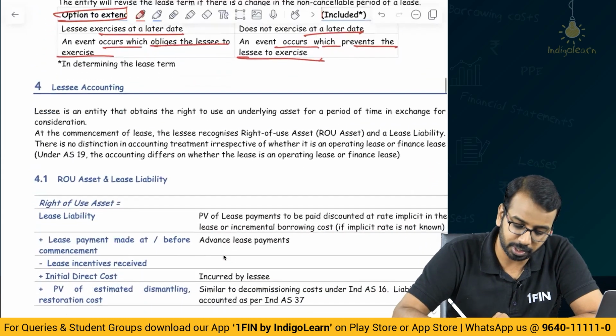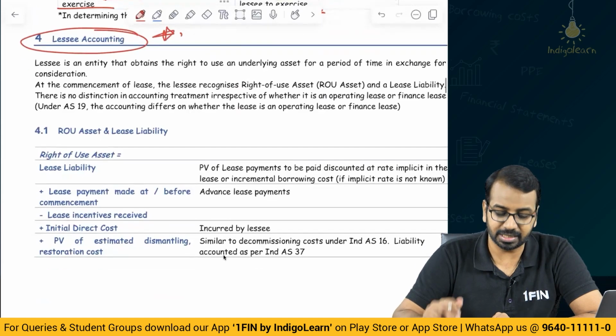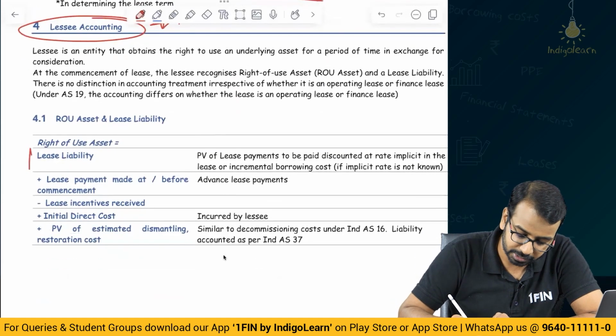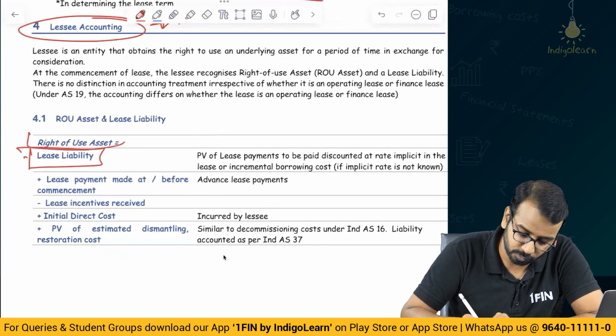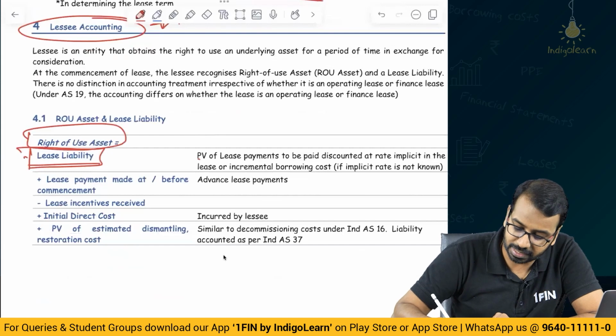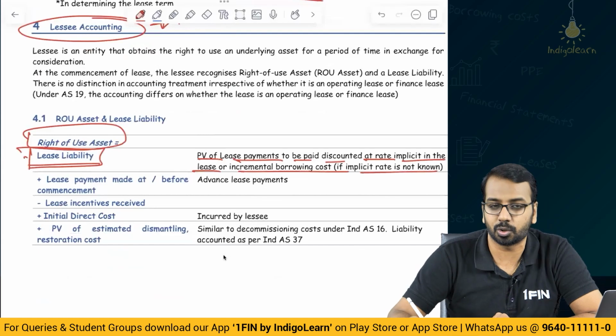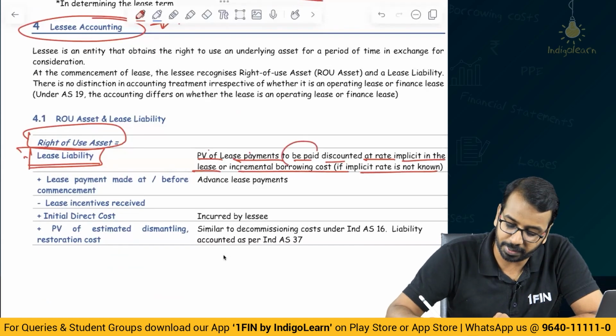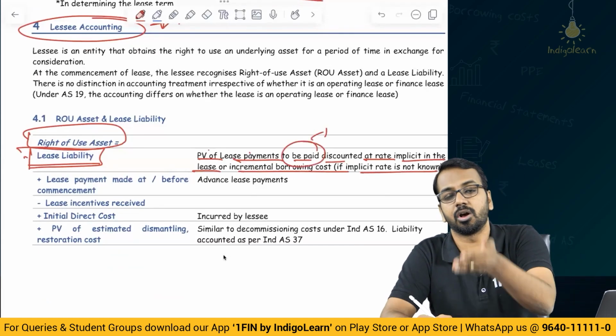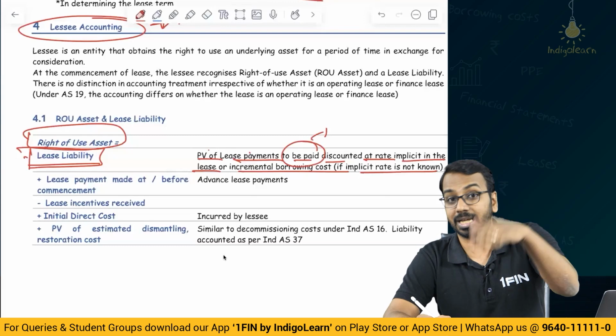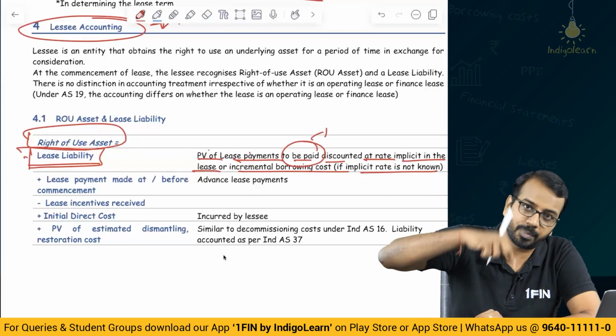Now coming to the most important part, lessee accounting. As far as lessee accounting is concerned, we have to compute the lease liability and right of use asset. What is lease liability? Present value of lease payments to be paid at the rate implicit in the lease or incremental borrowing cost if implicit rate is not known. Present value of lease payments to be paid, whatever is payable in the future. Whatever has been paid before commencement, that you will not consider. Only what is to be paid in the future.